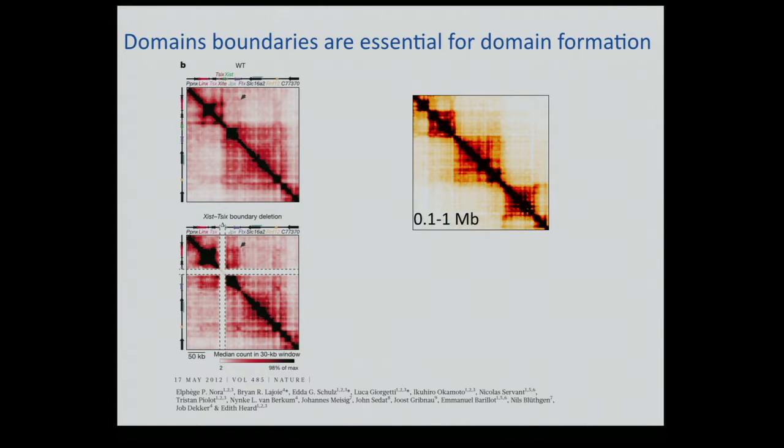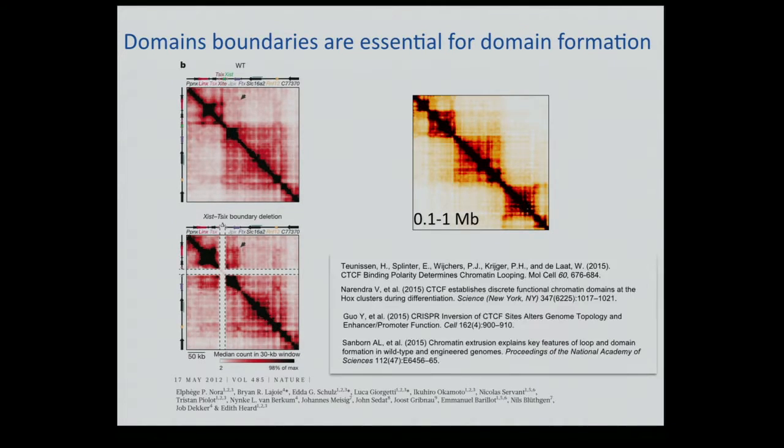Because when this element has been removed, and that was 5C data, you see that the boundary shifts to the right and you get a new boundary. So they kind of propagate. That was 2012. And there were many more recent papers that came to the same conclusion: that boundary removal, inversion, mutation of CTCF sites, and so on, essentially lead to propagation of the boundary to some other element in the genome.